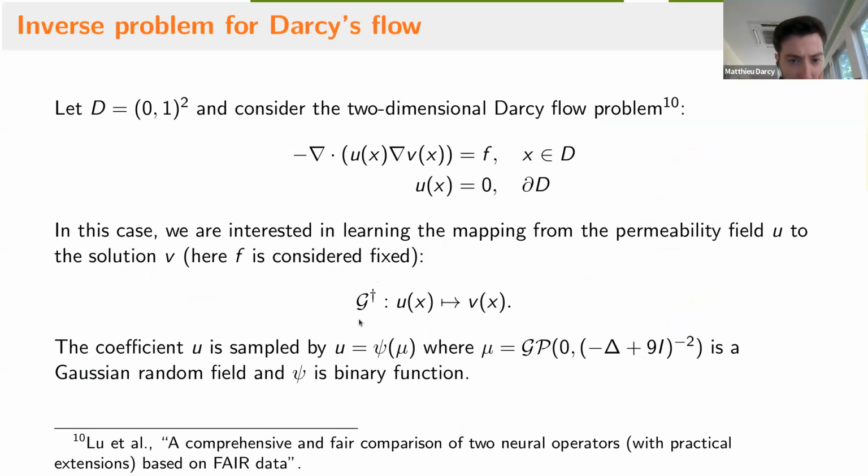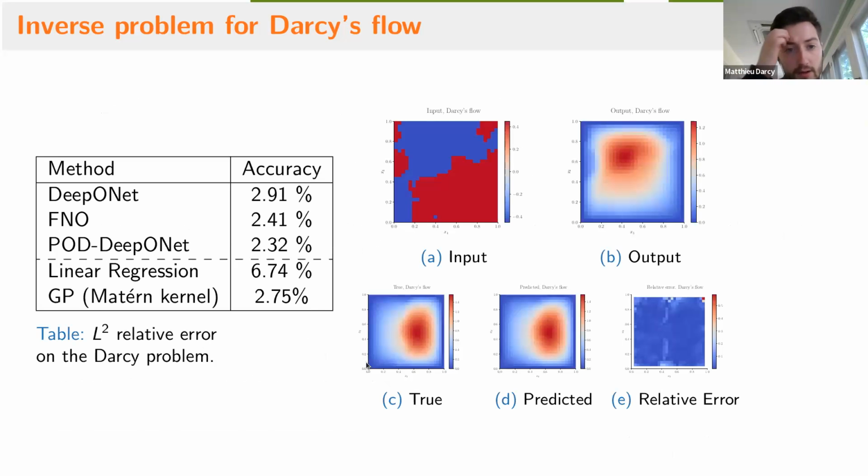Here, U is sampled from some distribution which is not Gaussian. In the previous case, the initial condition was sampled from a Gaussian distribution. Here instead, it's sampled from a Gaussian distribution given by this operator that is then mapped through some binary function. To give you an idea of what it looks like, this is an input. It's a piecewise constant function, but it has discontinuities. Here in red, you're at one value, I think it's 0.5.